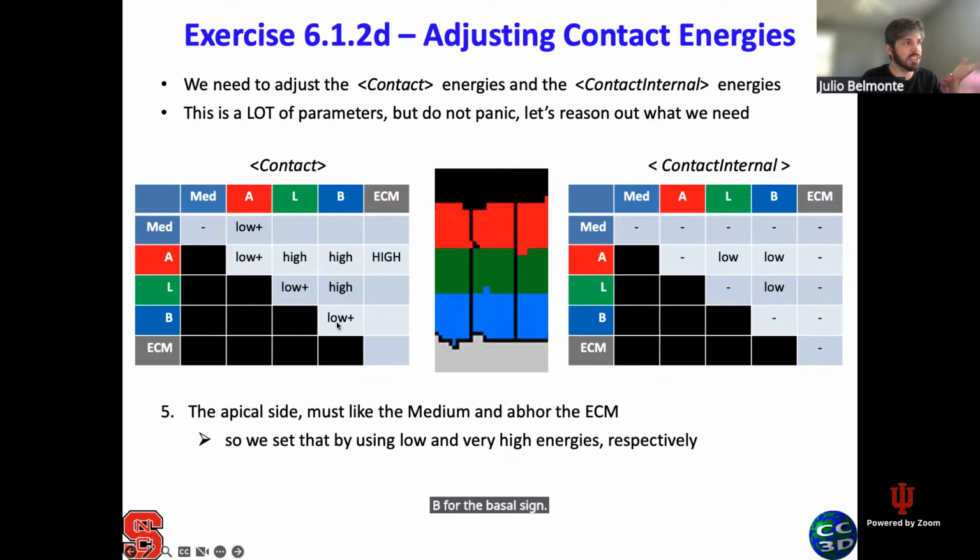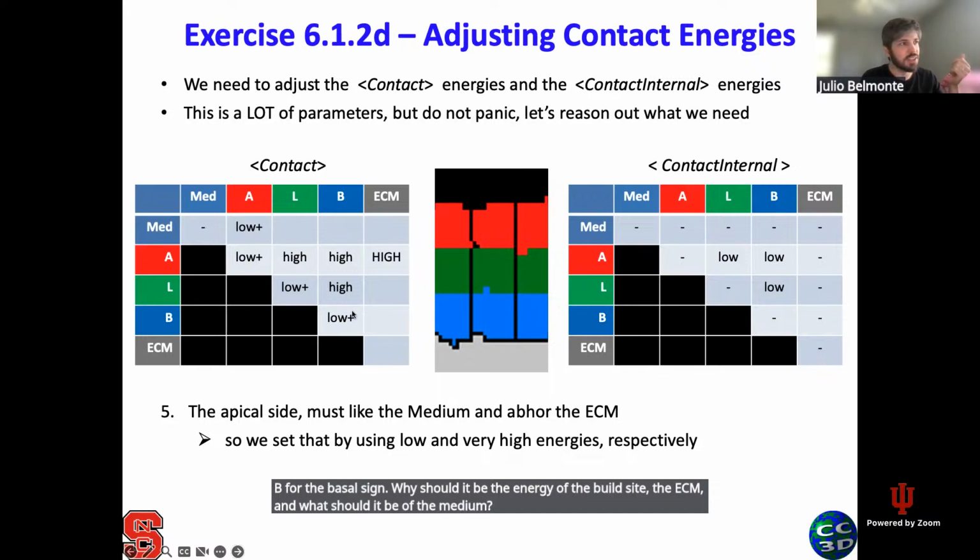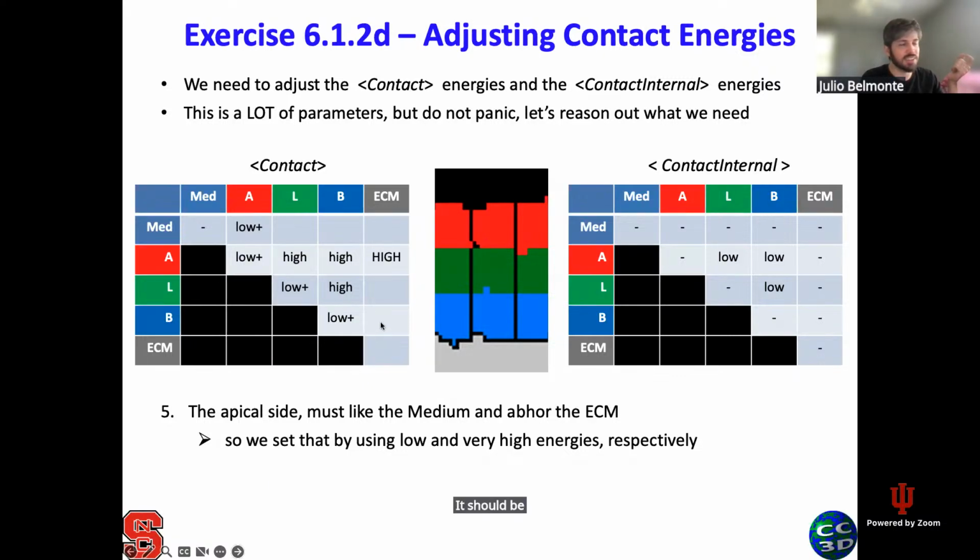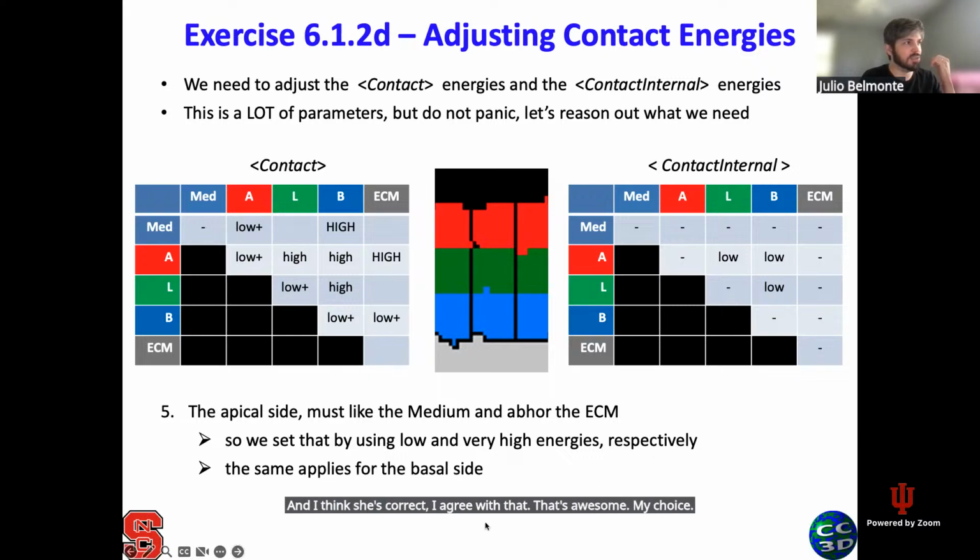And then you can apply the same logic for the basal side. What should be the energy of the basal side with the ECM and what should be with the medium? It should be B-ECM low, okay, and B-medium high, according to Hipla. And I think she's correct. I agree with that. That's actually my choice. Because that makes the basal side like to be in touch with the ECM, but not like to be in touch with the medium. Does it make sense? I think it does, right?